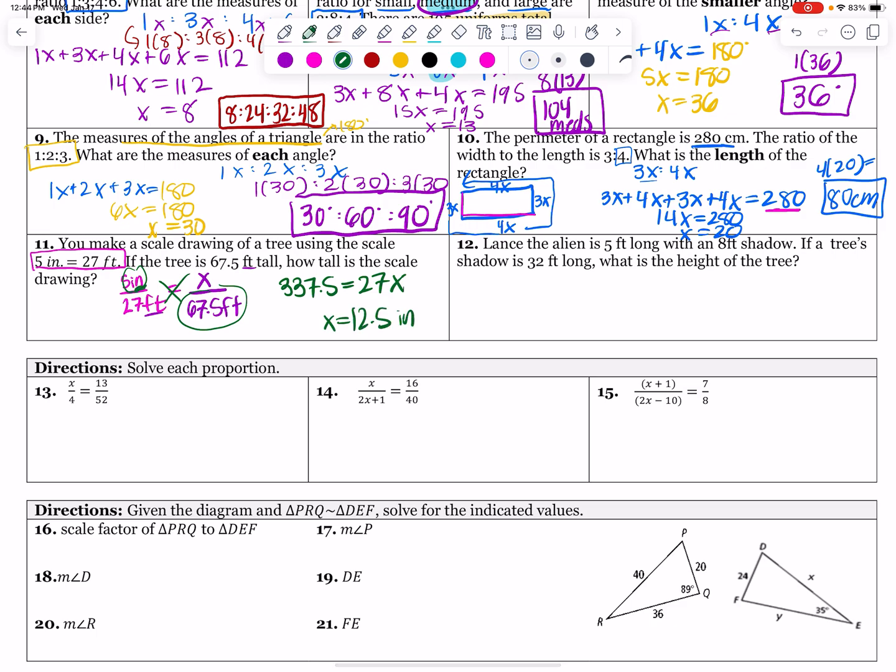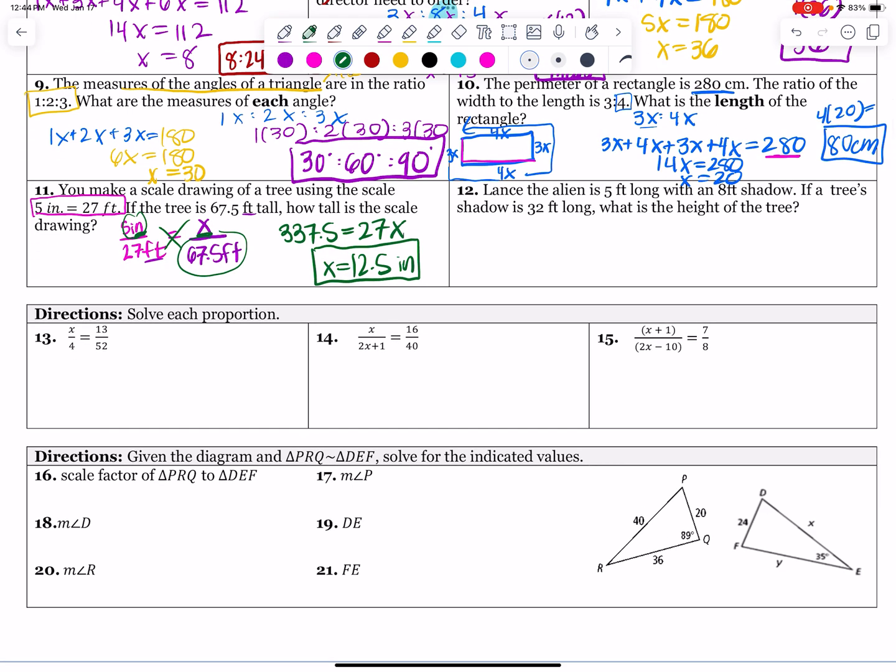My units are going to be in inches over here as well. So that scale drawing would be 12.5 inches tall. All right, Lance the alien is 5 feet long with an 8-foot shadow. If a tree's shadow is 32 feet long, what is the height of the tree?